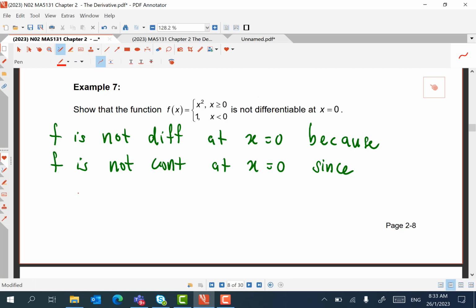Okay, since what? Since the limit as x tends towards 0 minus is equal to 1, which is not equal to the limit when x tends towards 0 plus.